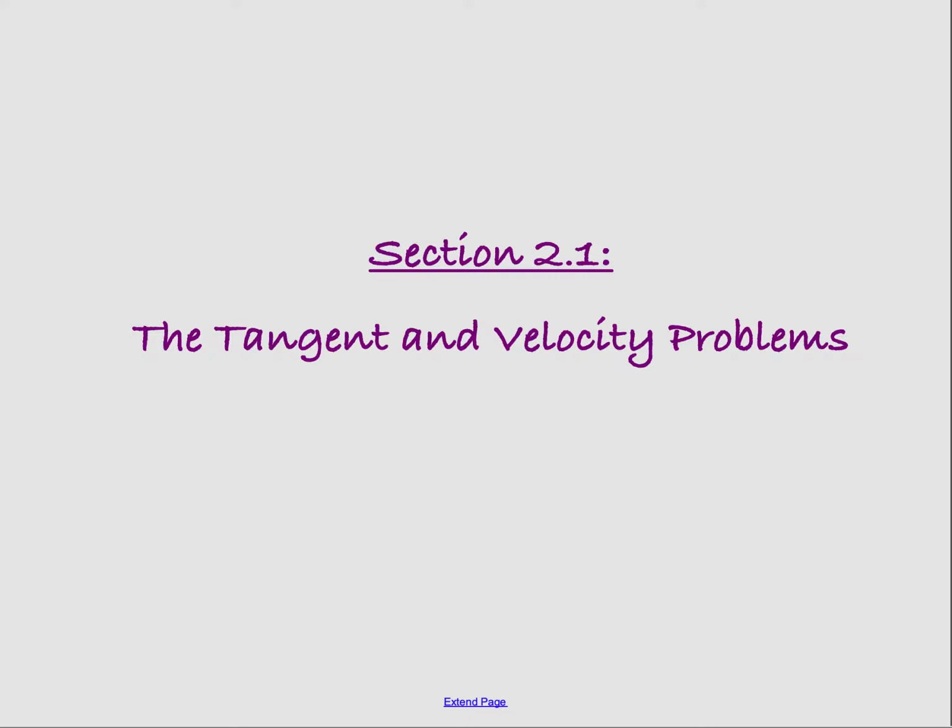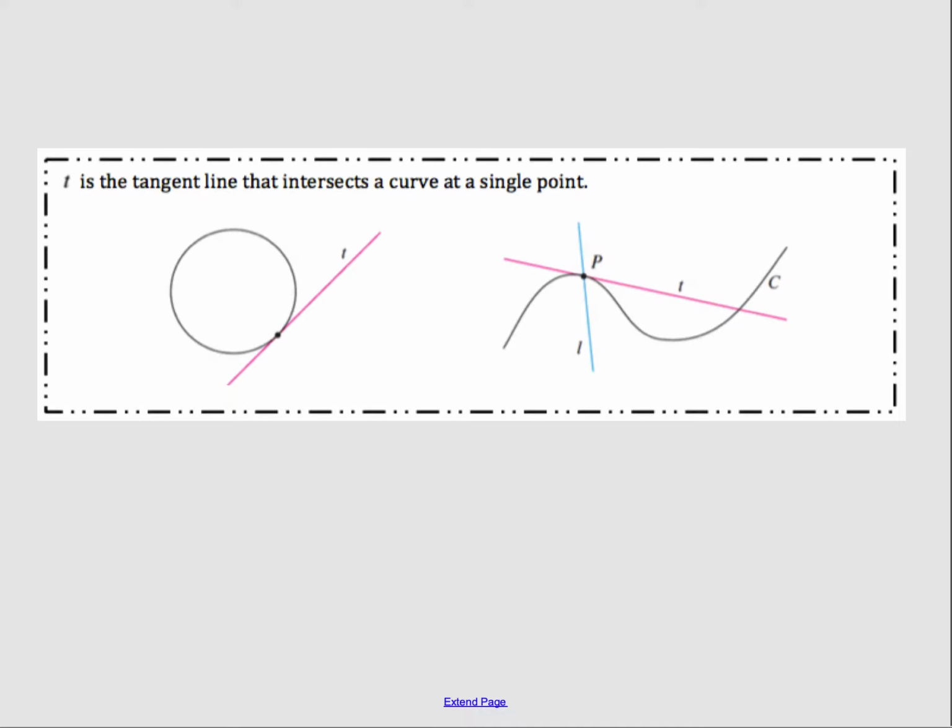Hello everybody and welcome to section 2.1. Today we're going to go ahead and look at the tangent and velocity problems. The first thing we're going to do is start out with tangent lines.